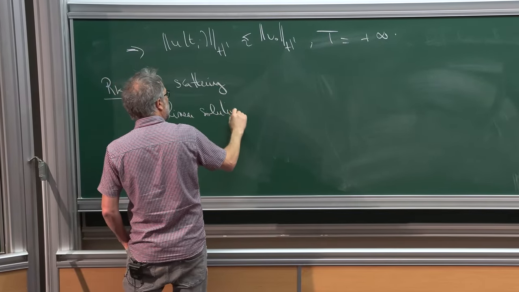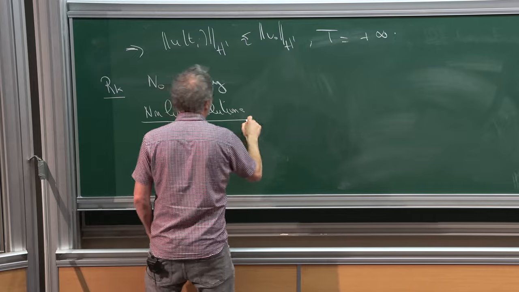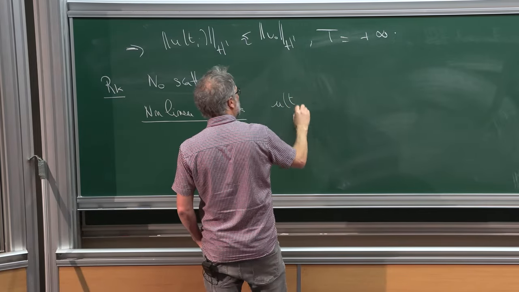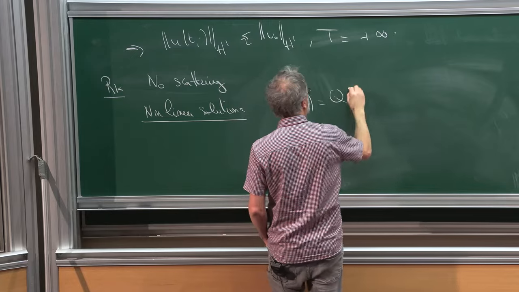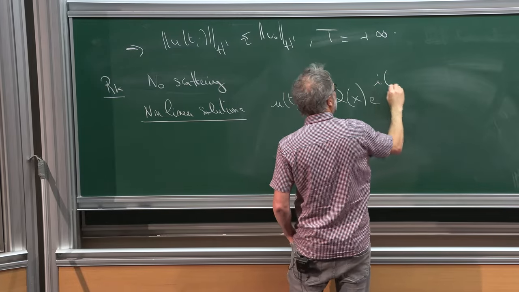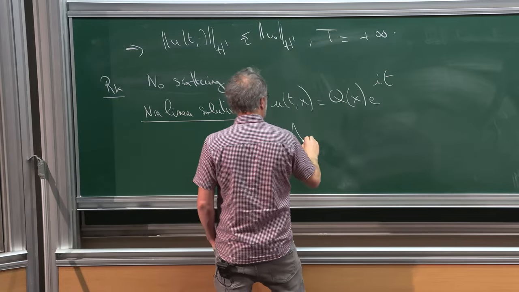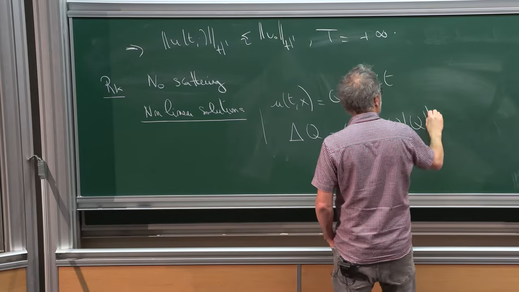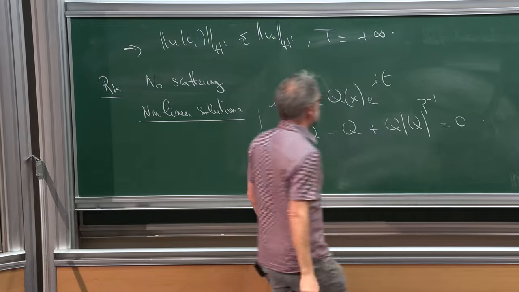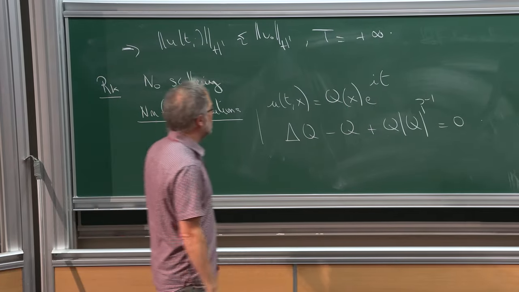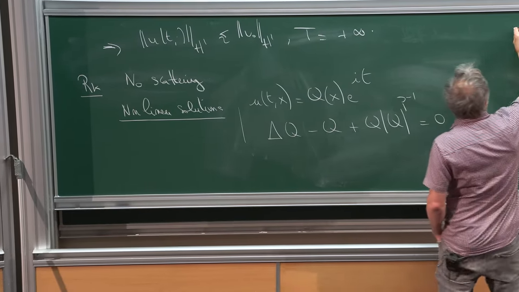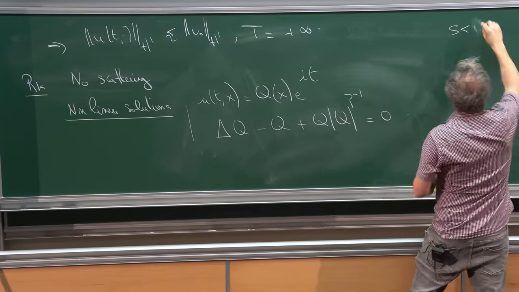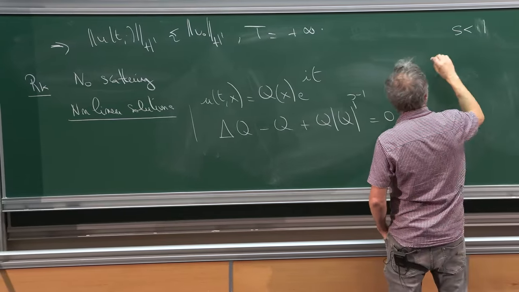But one way to make a non-dispersive solution is simply to look for a so-called soliton. So I look for a time-periodic solution, Q of x times e to the it. And I get myself a PDE, which is Laplacian Q minus Q plus Q to the p minus 1 Q equals 0. And as a matter of fact, if s is negative, then there are, well, actually, what I really need is s less than 1.